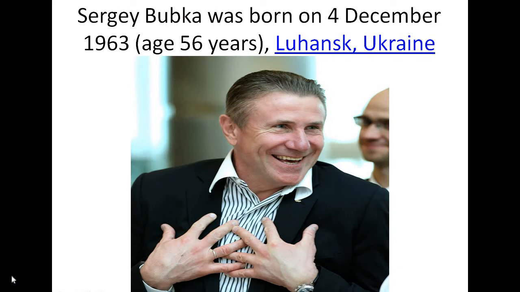Sergei Bubka was born on 4th December 1963, and he is almost 56 years old now, and he was born in Ukraine. The next athlete, he became the first man in history to win and set world records in 100 meter, 200 meter, and along with his teammates the 4x100 meter relay at a single Olympics.